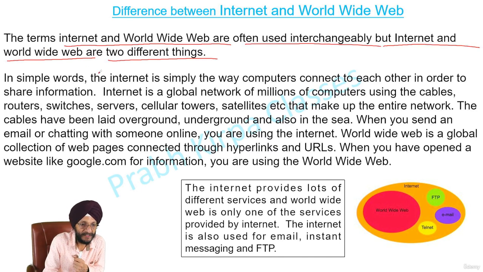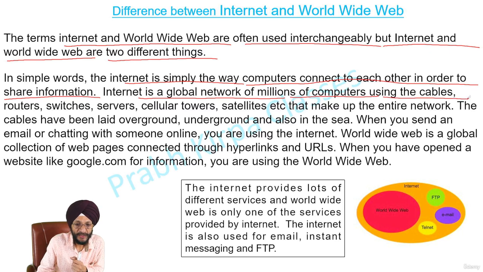In simple words, the internet is simply the way computers connect to each other to share information. Internet is a global network of millions of computers using cables, routers, switches, servers, cellular towers, satellites, etc. that make up the entire network.